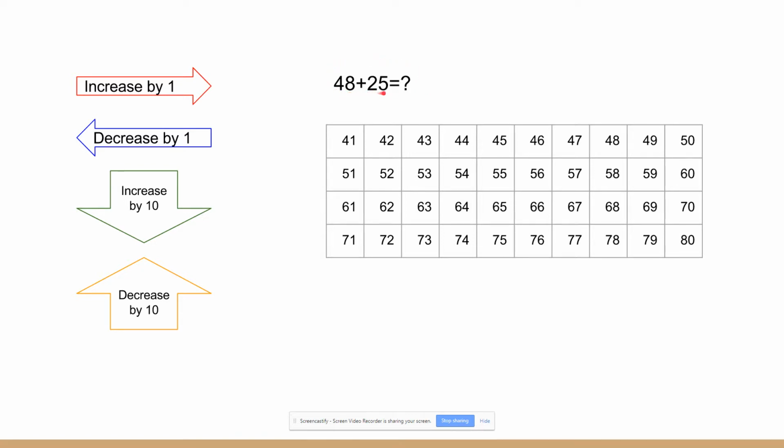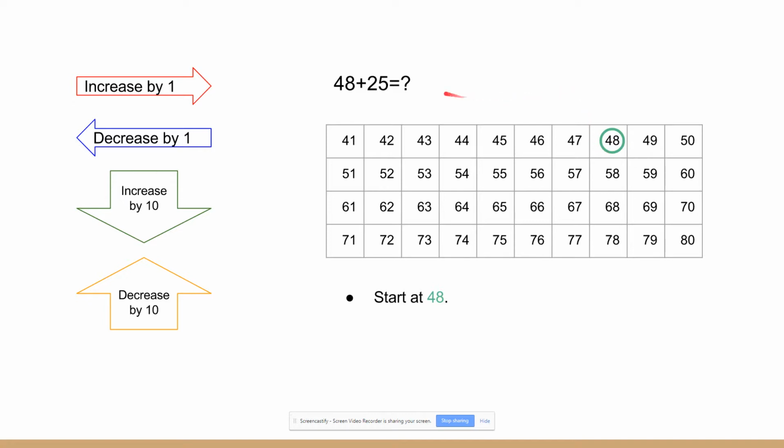48 plus 25 equals some number. Well, how can we use a number grid to figure out that answer? Well, here's what we do. First, we start at 48. See how I circled 48 over here? If you're ever working with a number grid on paper, you can just circle it on paper.